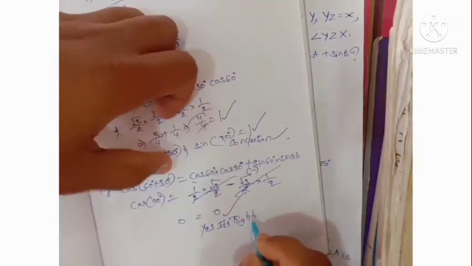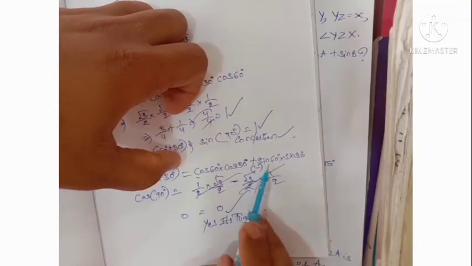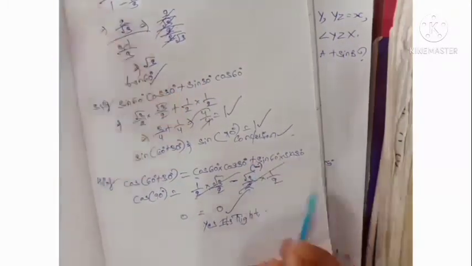It is right to say cos(60° + 30°) is equal to cos 60 cos 30 minus sin 60 sin 30. Next question.